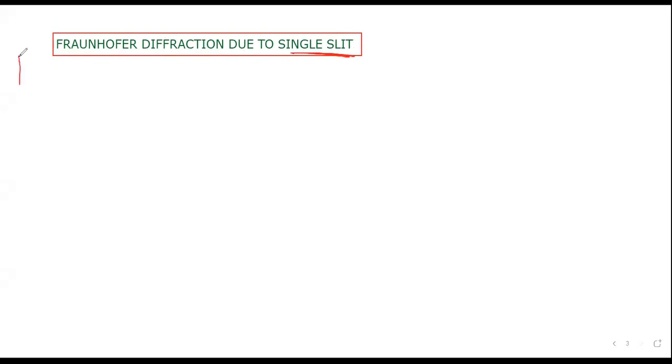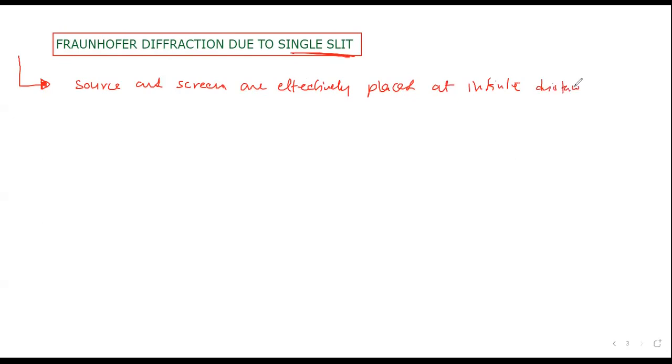So what happens in this case? Your source of radiations or waves and the screen are both placed at effectively infinite distance away from your diffracting object. Let's write a few words here. In this type of diffraction, your source and screen are effectively placed at infinite distance away from your diffracting device.